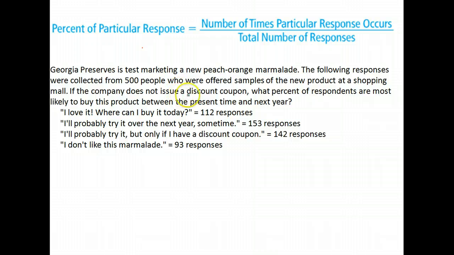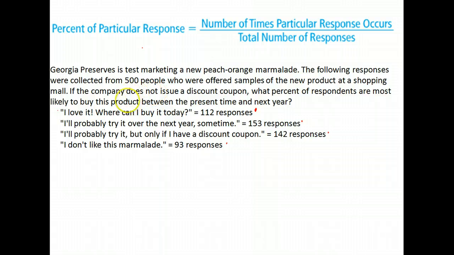If the company does not issue a coupon, what percent of respondents are most likely to buy this product between the present time and next year? So here are the responses. 112 people said, I love it. Where can I buy it today? The next one was, I'll probably try it over the next year sometime. I'll probably try it, but only if I have a discount coupon. And the final one is, I don't like this marmalade.